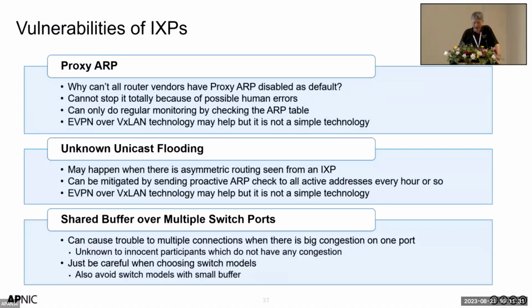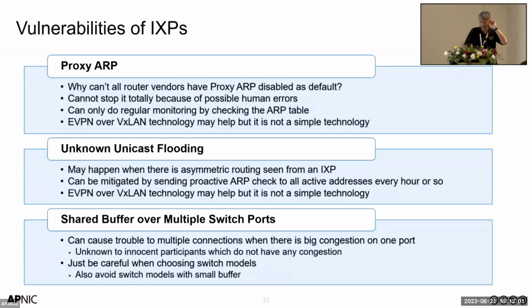But anyway, one way to tackle it is to do frequent, regular ARP checks, so that the MAC address from that router would be known to the switches, which will solve the issue. Of course, natively, EVPN VXLAN can help with that as well.